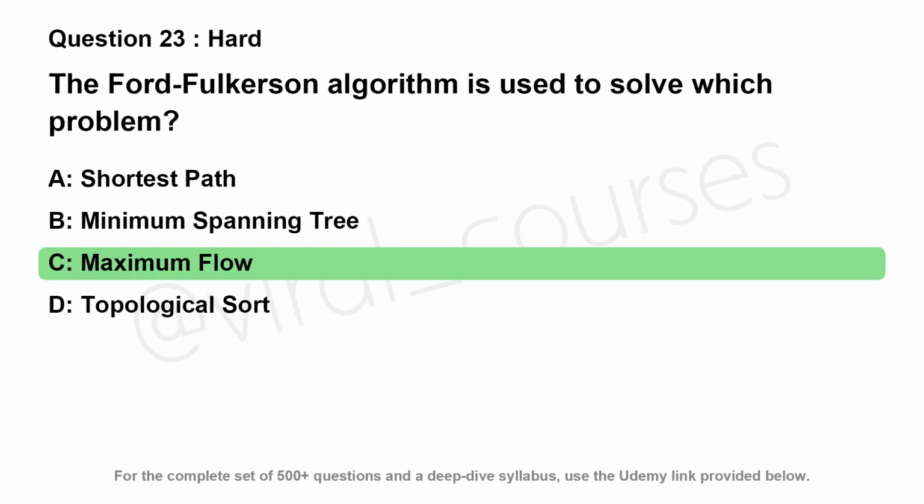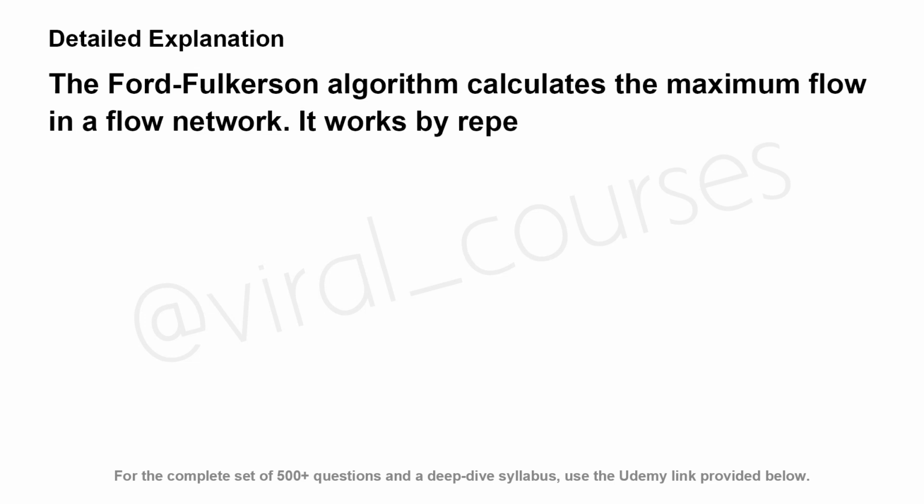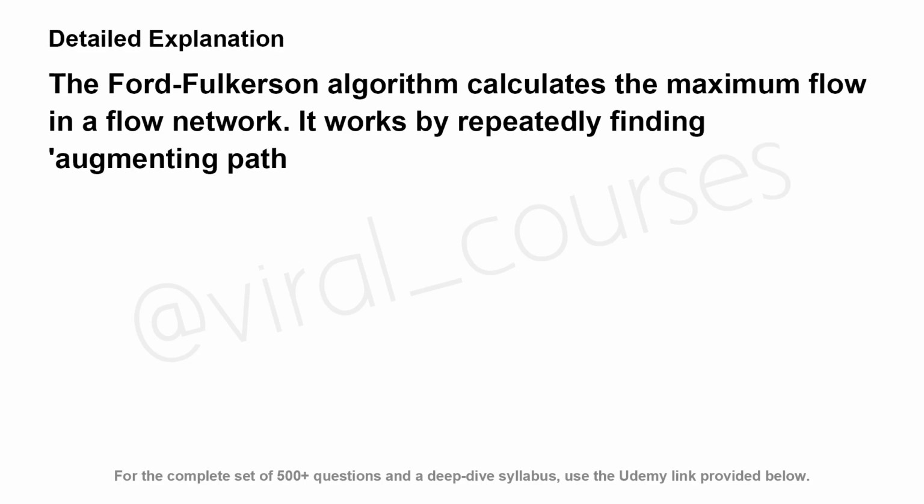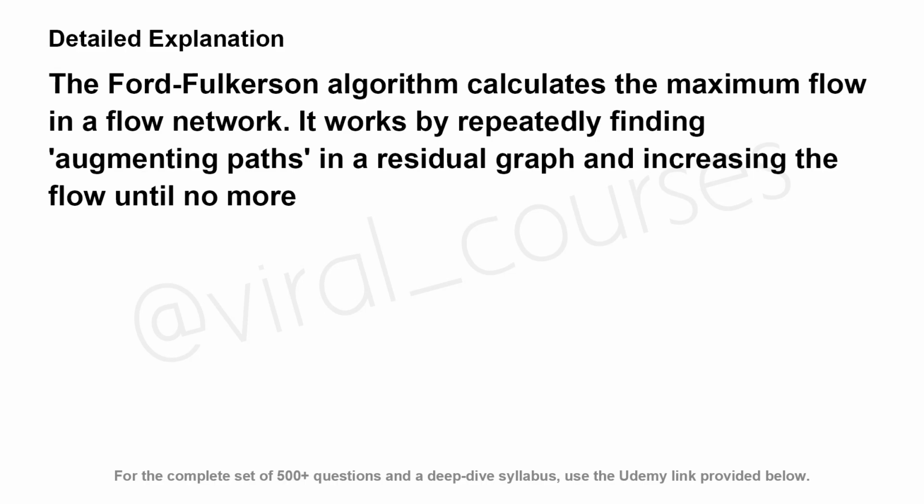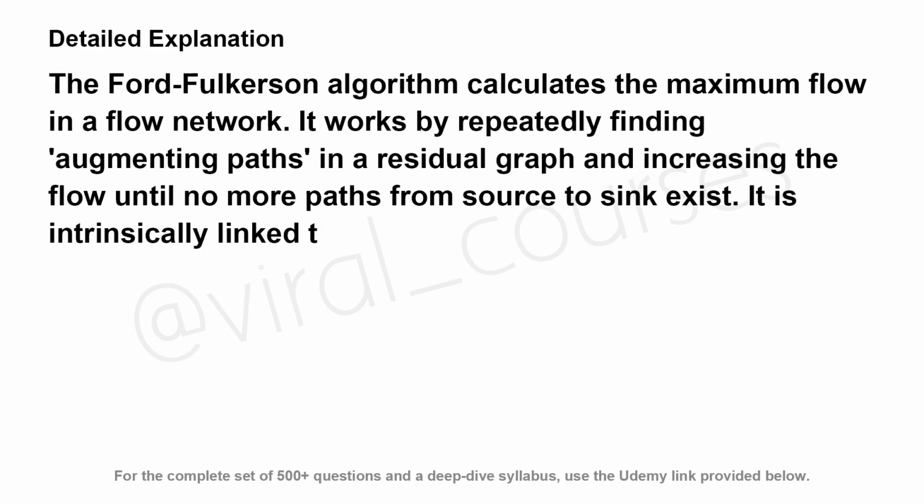The correct answer is C. The Ford-Fulkerson algorithm calculates the maximum flow in a flow network. It works by repeatedly finding augmenting paths in a residual graph and increasing the flow until no more paths from source to sink exist. It is intrinsically linked to the max-flow min-cut theorem.